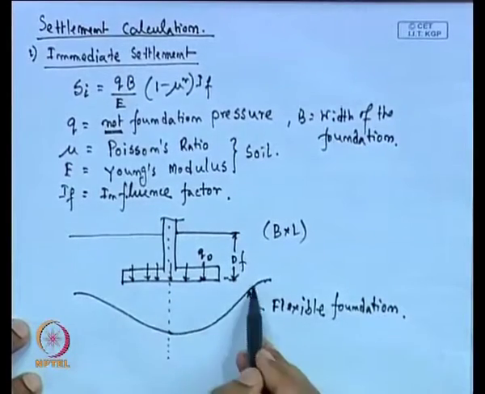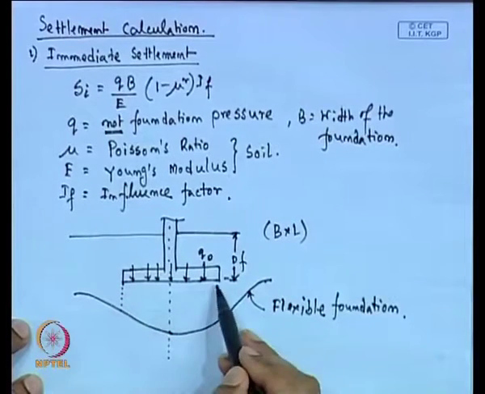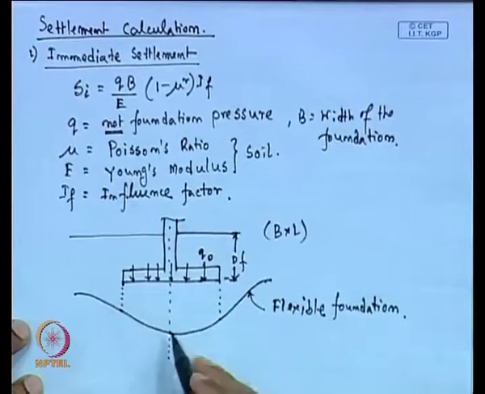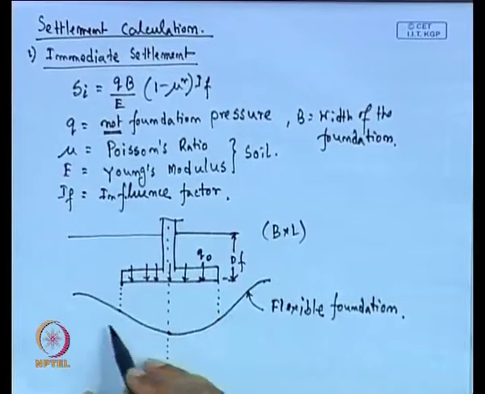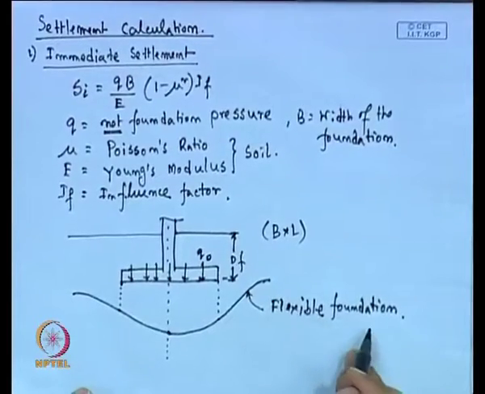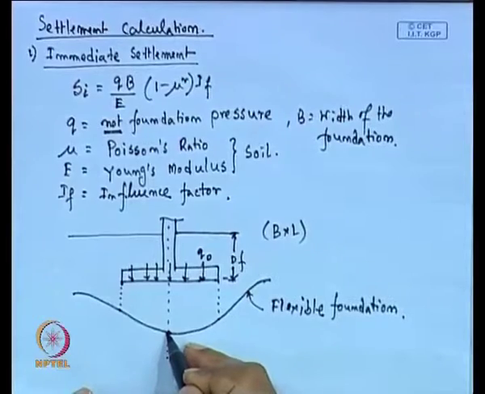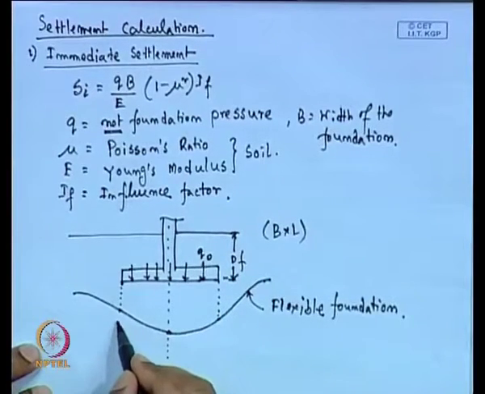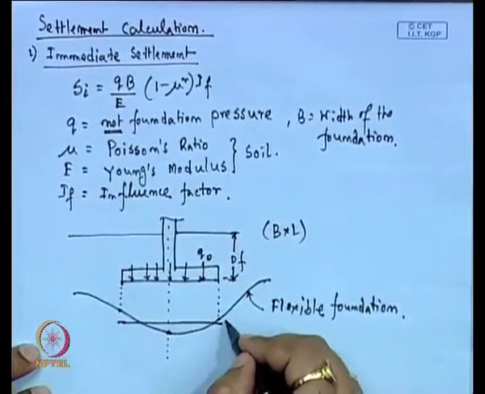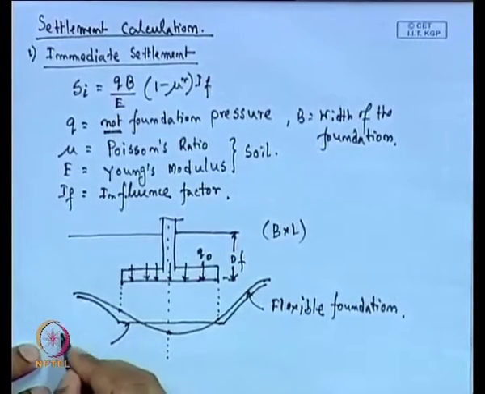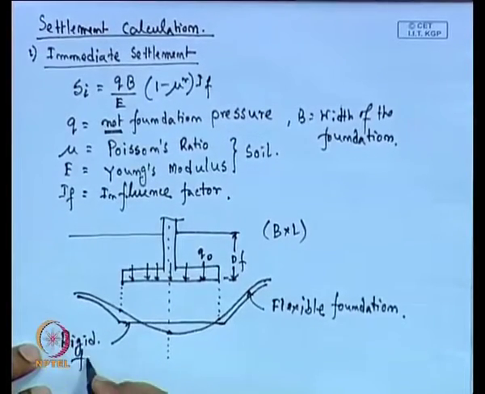So, we can say that the settlement at the corner of the footing, this is the corner of the footing, and the settlement value at the center of the footing, both are not the same for a flexible type of foundation. A flexible type of foundation means an isolated footing, which is the example of a flexible type of foundation. Here you can see the settlement at the center is more compared to the edges or the corner of the foundation. And for the rigid type of foundation, this value is more or less the same, and here we will get this pattern. So, this is for the rigid foundation.